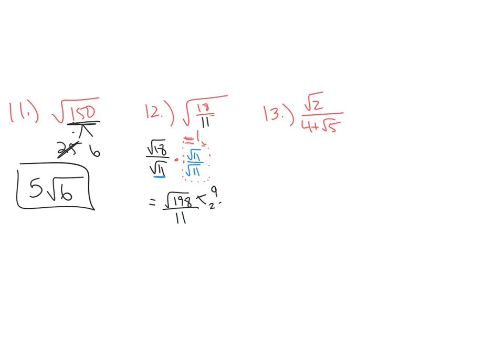198 is not perfect, but 9 goes into it 22 times. So my answer for that one is going to be 3 radical 22 all over 11. And that's it for 12.